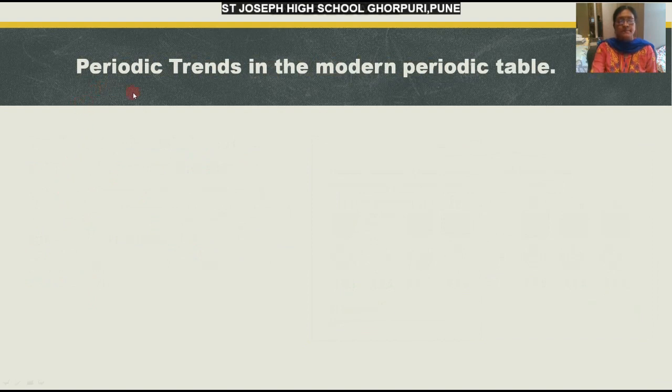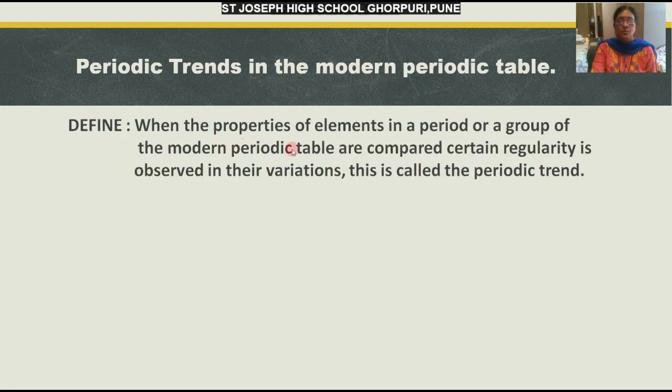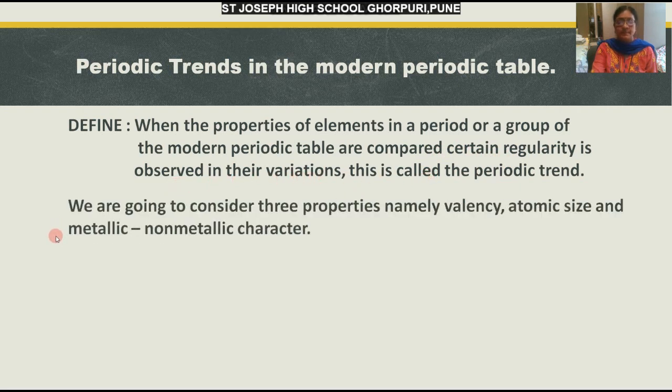Now, the periodic trends in a modern periodic table. What do you understand by periodic trends? When the properties of elements in a period or a group of the modern periodic table are compared, certain regularities are observed in their variations. This is called the periodic trend. We are going to consider three properties, namely valency, atomic size, and metallic and non-metallic character.